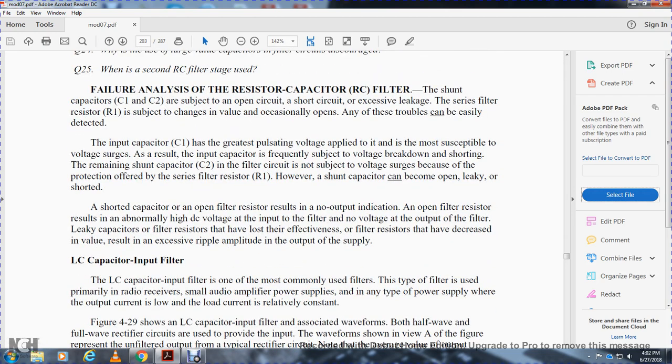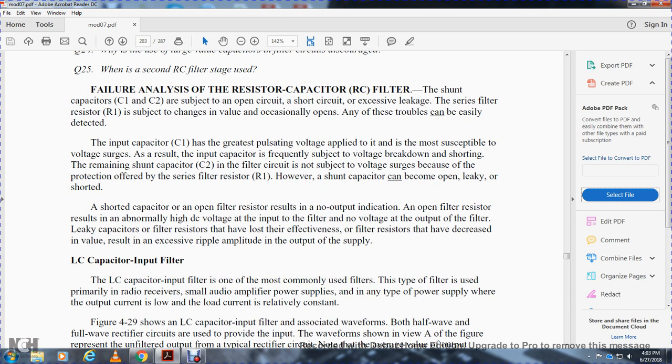Now, failure analysis of the resistor capacitor filter. The shunt capacitors C1 and C2 are subject to open circuits, short circuits, and leaks. The series filter resistor is subject to change in value or occasional opens. Any of these troubles can be easily detected. The input capacitor C1, with the greater pulsating voltage applied to it, is the most susceptible to voltage surges. As a result, the input capacitor is frequently subject to voltage breakdown, resulting in shorting. The shunt capacitor C2 is not subject to voltage surges because of the protection offered by the series filter resistor 1. However, it can become open or leaky.